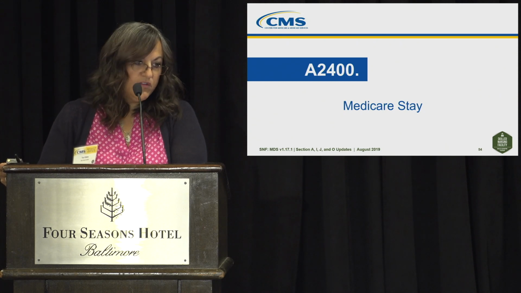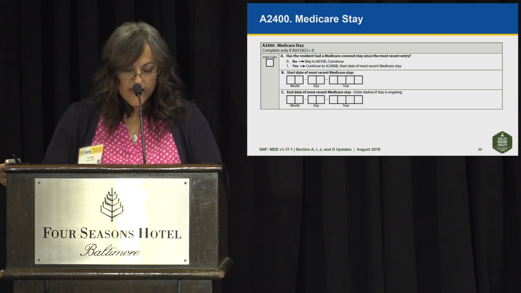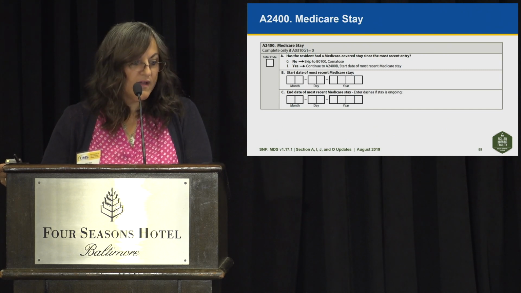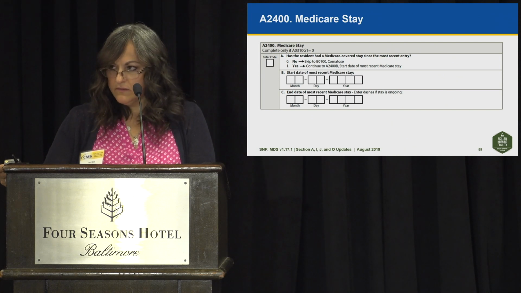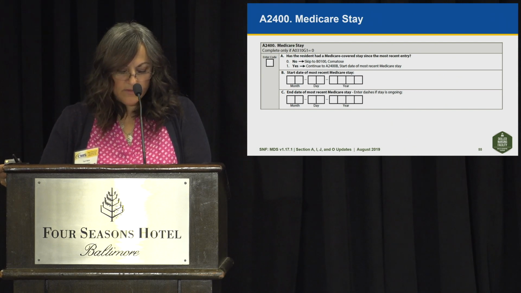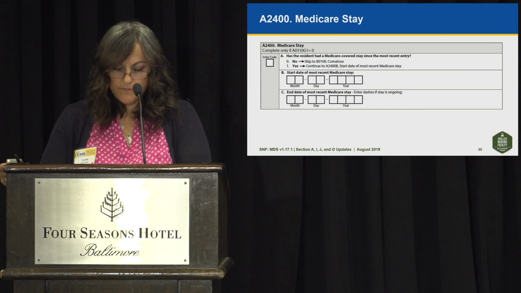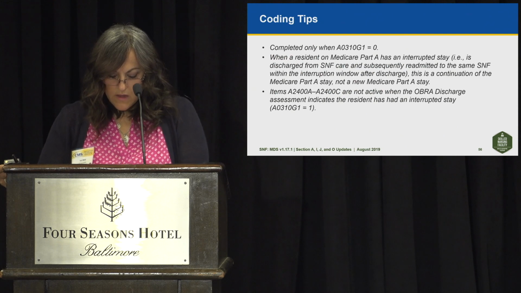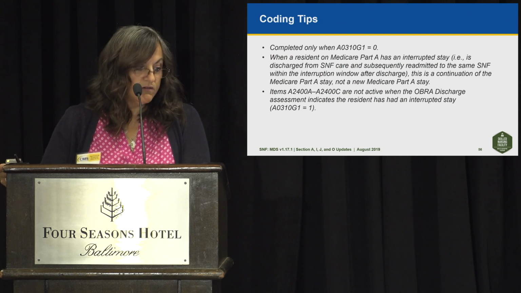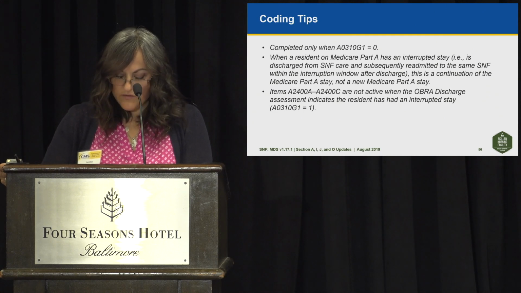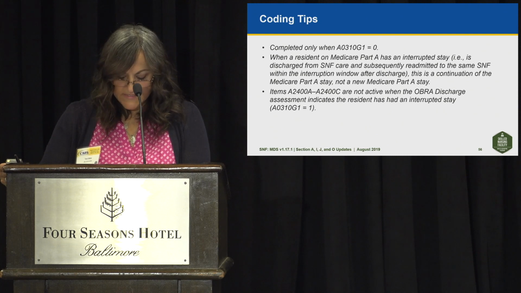The next item is A2400, which is the Medicare stay. In this snapshot, what you'll notice is up at the top, right under where it says 2400 Medicare stay, there's a new subheader. And the subheader says complete only if A0310G1 equals 0. This corresponds to the first coding tip here on this slide and relates to the interrupted stay policy. A2400 is only completed when there has not been an interrupted stay.